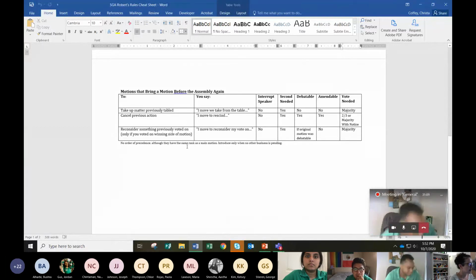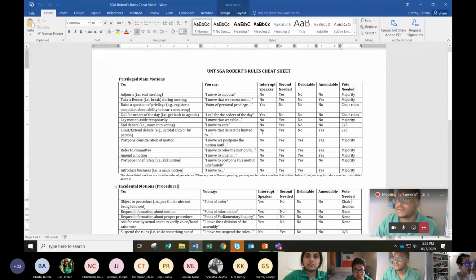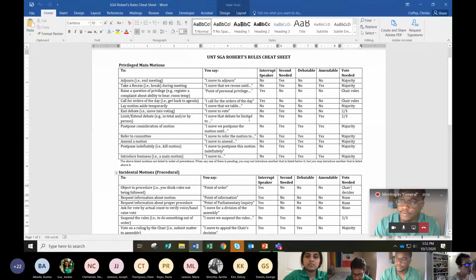Anyway, so there's some more things down here. I'll let y'all review them later, but just wanted to point out that this cheat sheet can be really, really helpful. So I'd encourage y'all to have it up or print out a copy.